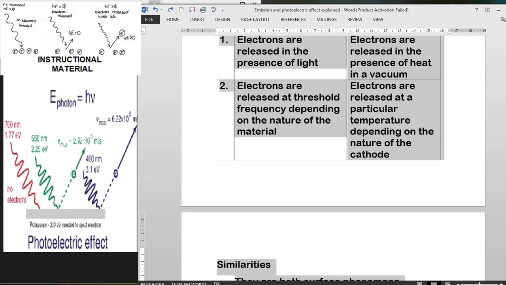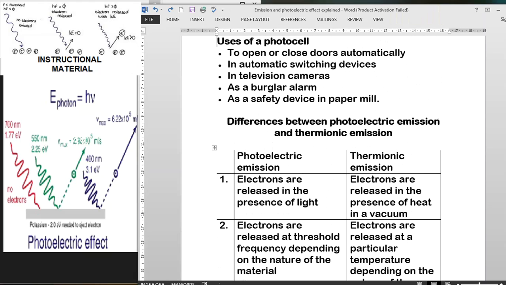Another difference is that in the photoelectric effect, electrons are released at a threshold frequency, while in thermionic emission, electrons are released at a particular temperature. So those are the basic differences between the photoelectric effect and thermionic emission.